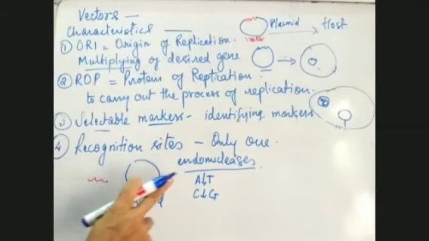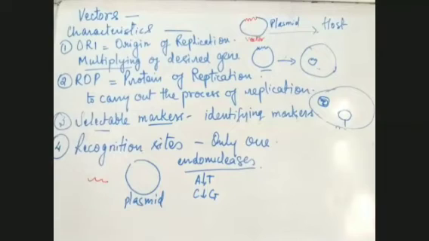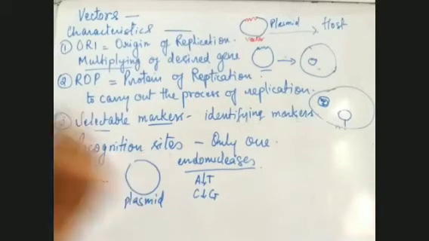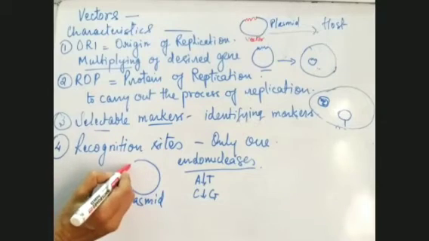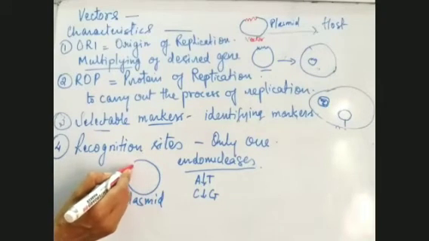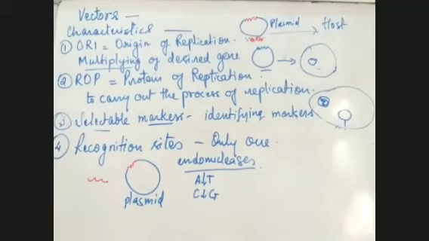So these are recognition sites, the sites where these endonucleases can make a cut. There should be only one recognition site. When the endonuclease makes a cut here, we can easily insert our DNA, and the enzyme ligase attaches it. So these recognition sites should be there, but only one.